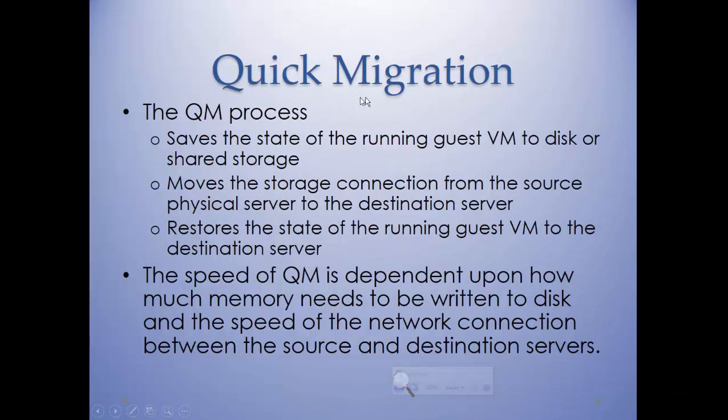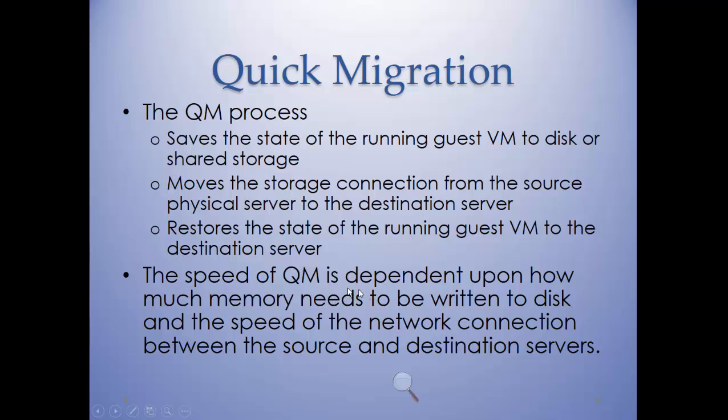So that's quick migration. The QM process saves the state of the running guest VM, or is our virtual machine that we just created, to disk. So saves the state of the running guest VM to disk or shared storage. We don't have a shared storage now, but it is what we can do. Moves the storage connection from the source physical server to the destination server. Restores the state of the running guest VM to the destination server. So let me just draw that on the diagram.